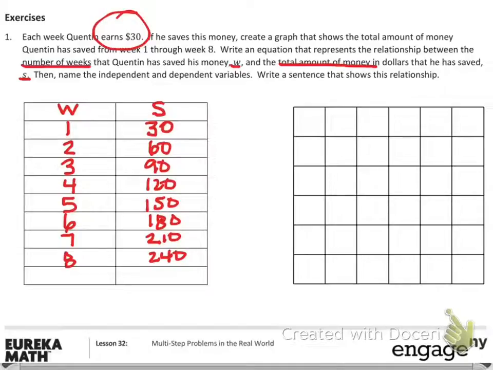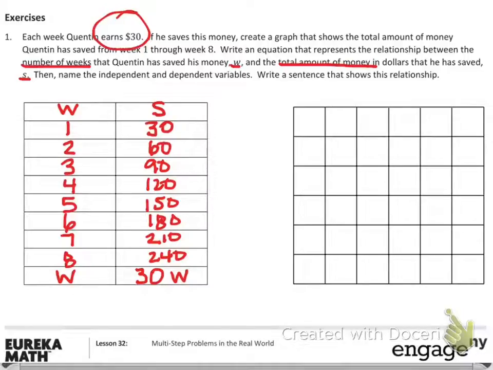Okay, then we have to write an equation, and the equation is when the number of weeks that he saved is W weeks, which means we don't know any amount of weeks. What is S? Well, we have to multiply by 30, so it's 30W. So the amount of money that he saves is equal to 30 times the number of weeks that he saves.